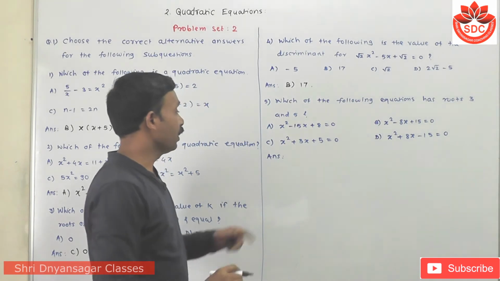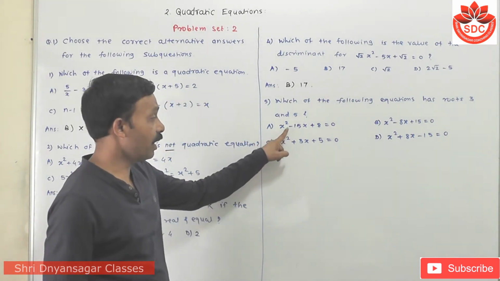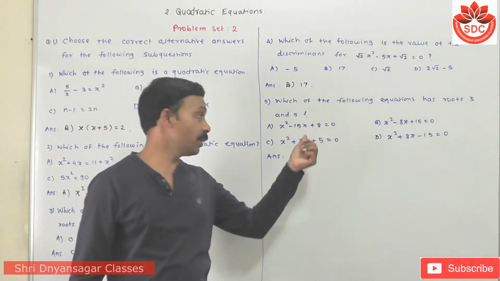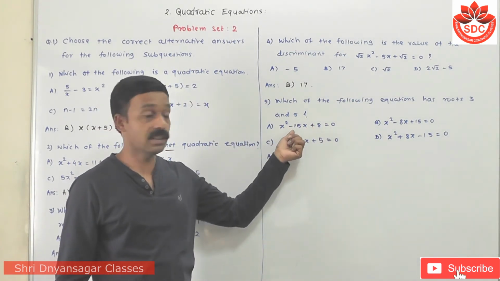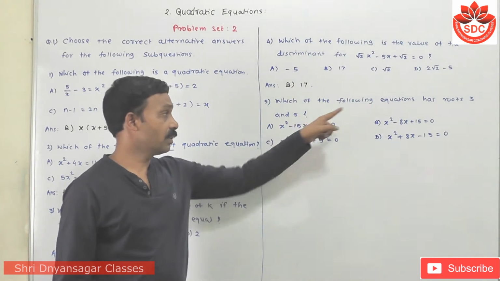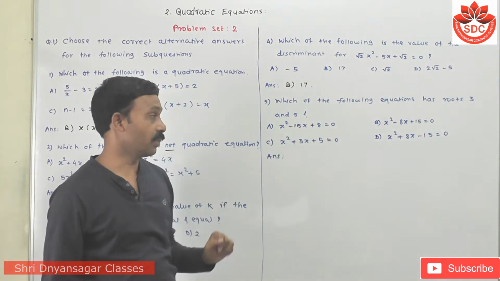Observe carefully option A, x square minus 15x plus 8 is equal to 0. We have to factor the plus 8 such that the addition is minus 15. There is no solution for it, so 3 and 5 are not roots of this equation.